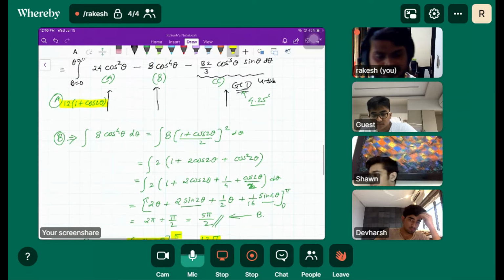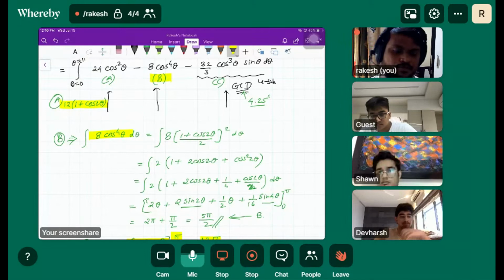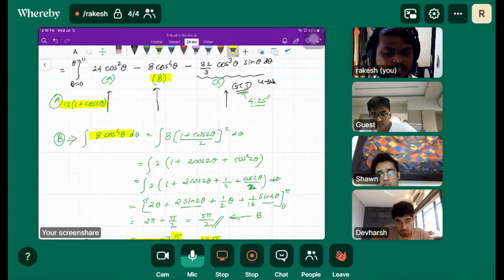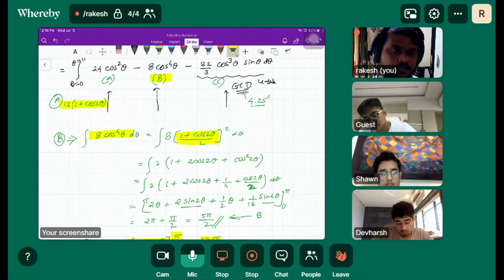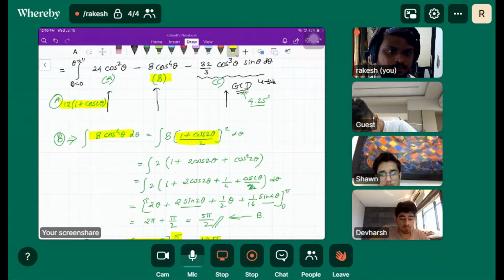Now let's check the B part here. B is 8 cos raised to 4 theta d theta. Cos 4 theta is basically cos square theta the whole square, right? And what is cos square theta? Cos square theta is 1 plus cos 2 theta by 2. This is what I have written here. So if I expand this, I'll get this, right?